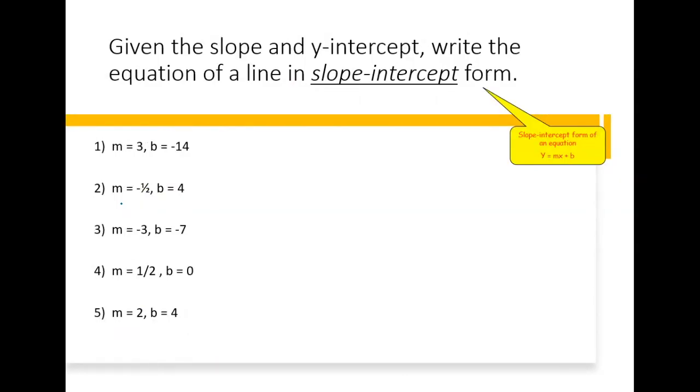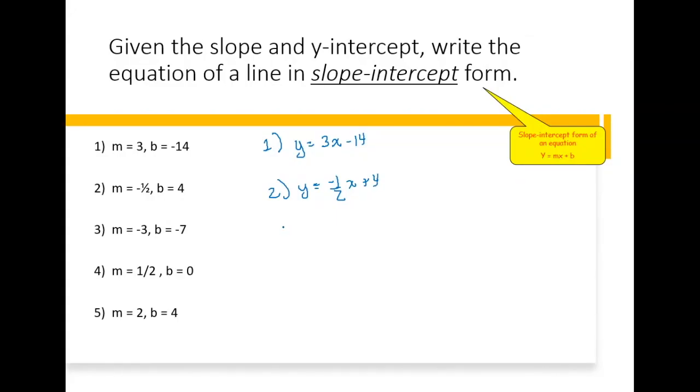Okay, so here's another example. We won't do all of these, but it's the same thing. So given the slope and y-intercept, write the equation of a line in slope-intercept form. That's y equals mx plus b form. So let's do 1. So y equals 3x minus 14, mx plus b. Number 2, y equals -1/2 x plus 4. And I'm done.